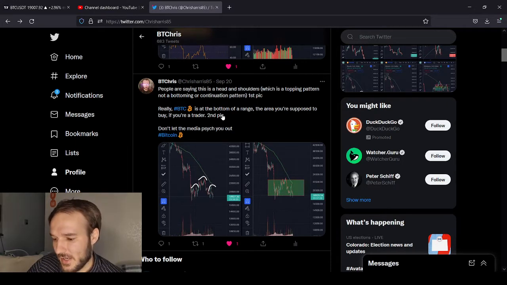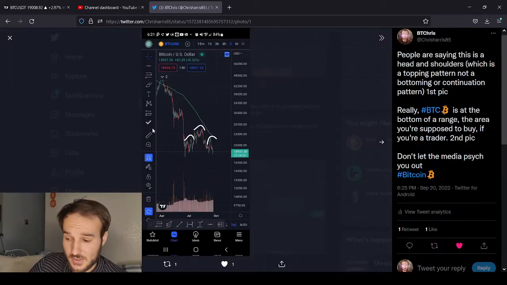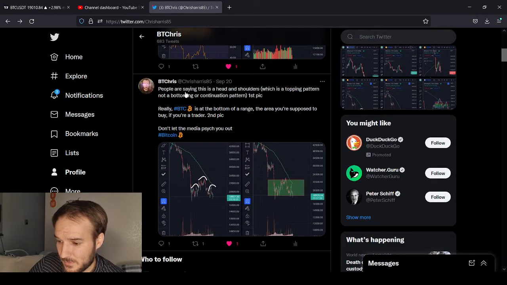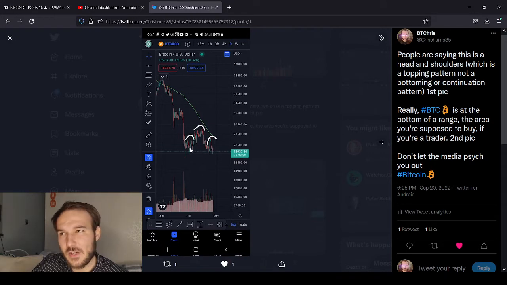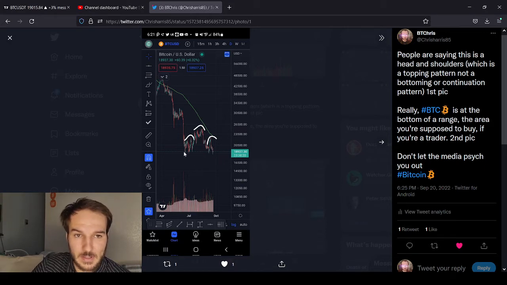Anywho, I want to jump into this real quick and show my tweet here. People are saying this is a head and shoulders pattern, which is a topping pattern, not a bottoming or continuation pattern. I saw a semi-popular Twitter profile talking about this being a head and shoulders pattern. I'm not trying to talk crap. I'm just questioning how this is a head and shoulders pattern, because we're at the bottom of a range.